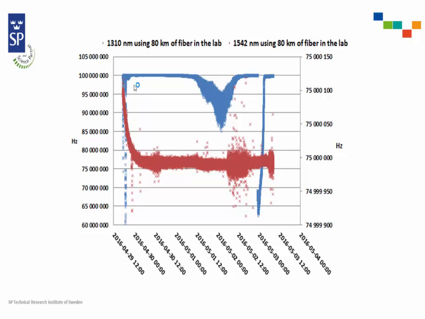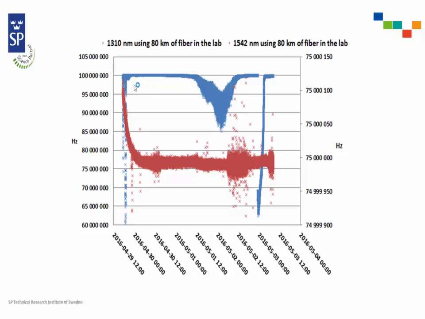So we set up the same experiment. We took some new fiber spools and set them up in the lab. On the right y-axis, we are showing the 1542 nanometer, and on the left y-axis, we're showing the 1310. And it was kind of noisy here in the beginning. We are not using a phase-lock loop in this case. I don't really know why it's behaving like this, so we have to investigate that a little more.